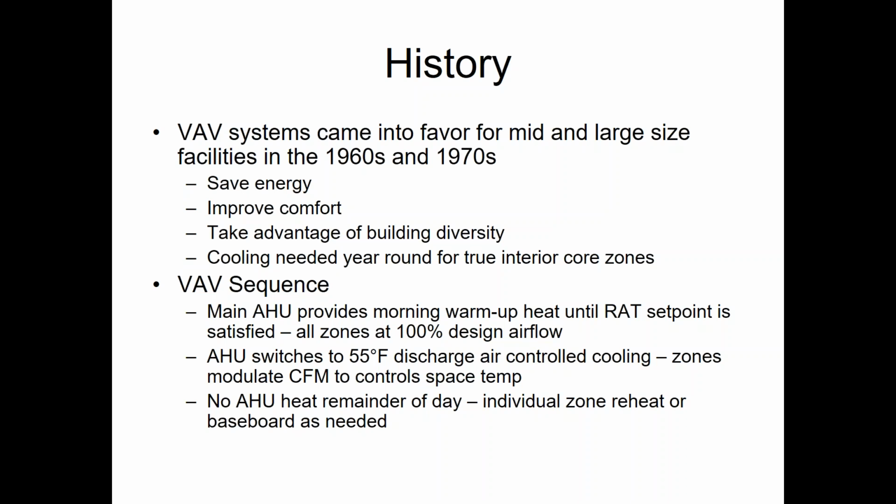A VAV system's normal sequence of operation would be to turn on in the morning on a schedule, open all the dampers wide open to 100% airflow, turn all stages of heating on in the rooftop or air handler, just blast the place and cook it until the return air temperature got up to like 68 or 70 degrees. Once that happened, the heat would be shut off. It would never come back on for the entire day no matter what, and the air handler would begin providing 55-degree cooling for the rest of the entire day. And then individual zones would have dampers that open and close to give you more or less of the 55-degree air. That would be a traditional VAV sequence. And you can see that on a big building that needs a lot of cooling, how that might make sense.